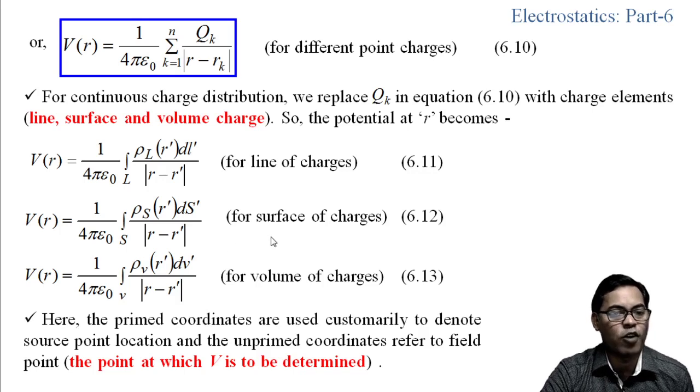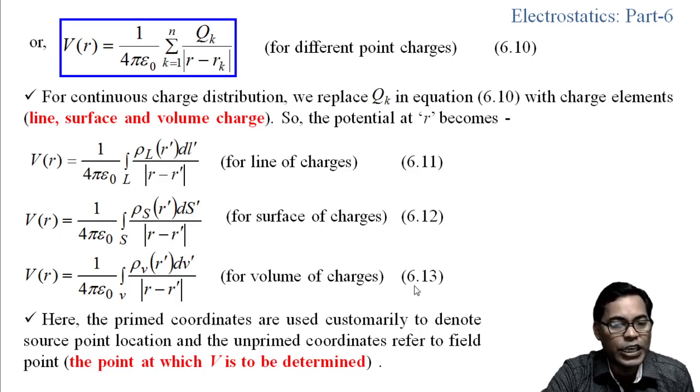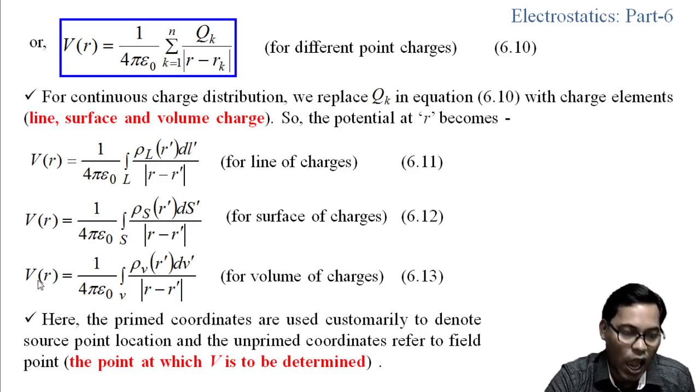Similarly, we can find it for the surface charge: V(r) equals 1 by 4 pi epsilon naught surface integral of rho_s(r prime) ds prime by mod of r minus r prime. Similarly, for the volume charge, equation 6.13 shows the potential V(r) at some point whose distance is r from the origin of the coordinate system.